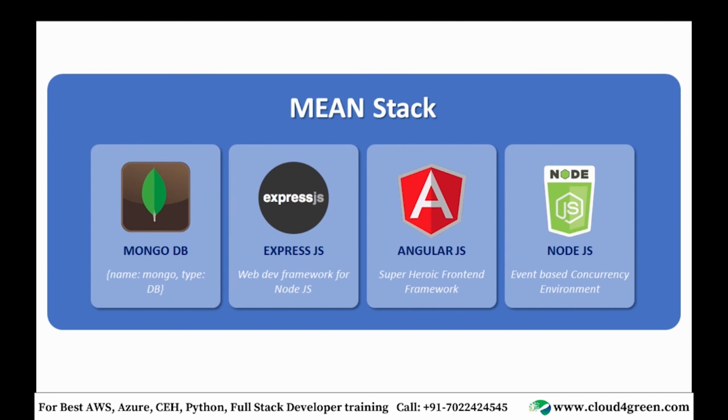Now, as you can see, mean is a short form of actual full stack architecture. Mean stands for MongoDB, ExpressJS is the E, A is for AngularJS, and N is for Node.js stack. Now, what is each one of them and what do they exactly cater to?